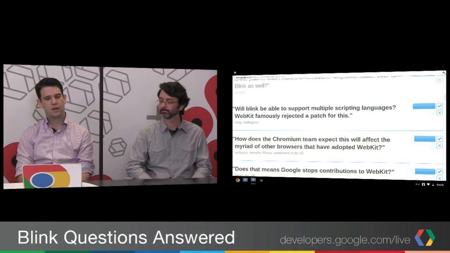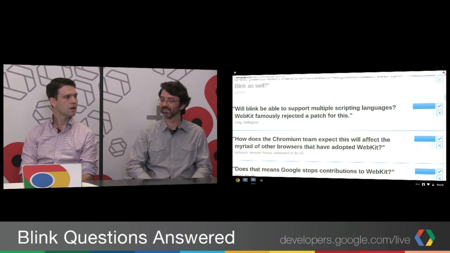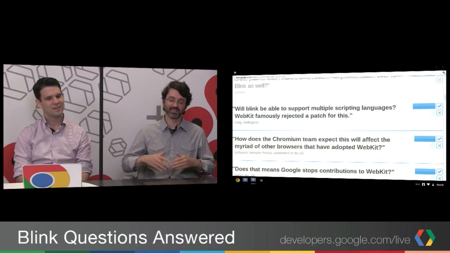Will Blink be able to support multiple scripting languages? I think this is a reference to Dart, perhaps? Yeah. The Dart VM? Yes. It's important to understand that even today, you can go and get Dartium, which is a build of Chromium that uses the Dart VM. The engineers working on that project have developed a patch that allowed them to add the Dart VM to WebKit in a way that wasn't terribly disruptive to WebKit.